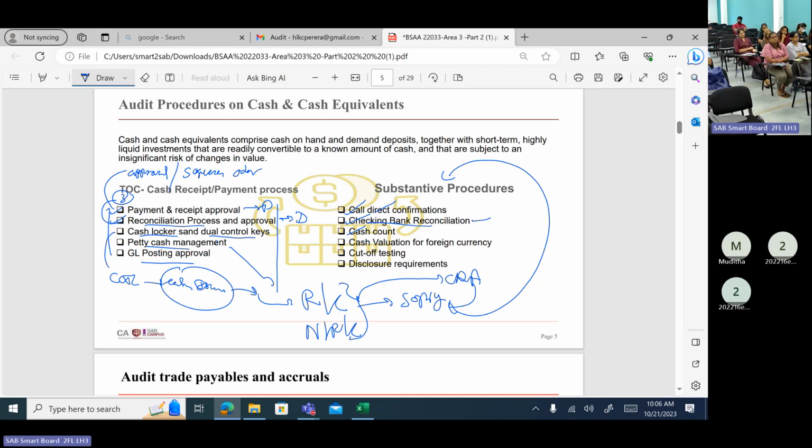You can select a sample of branches and do a cash count, a physical cash verification. You can observe. Once you are observing the cash count, you have to do the cheque-in-hand count as well. Cheque-in-hand verification will be done.